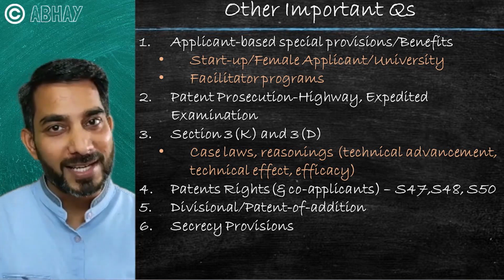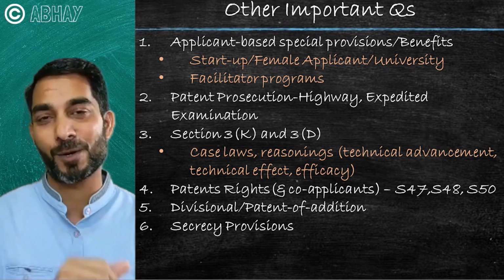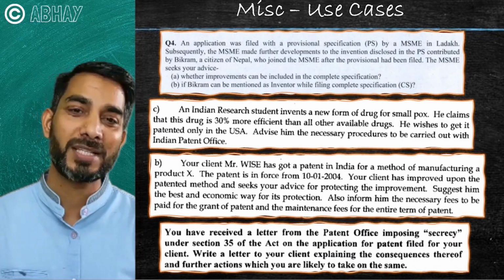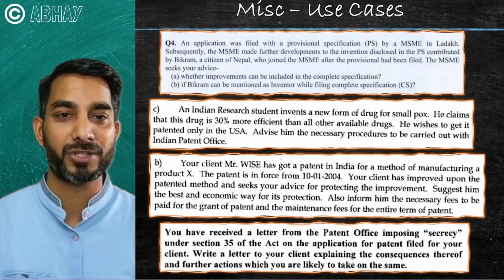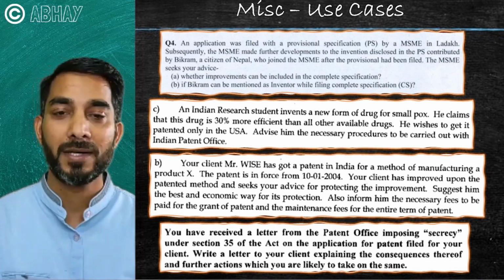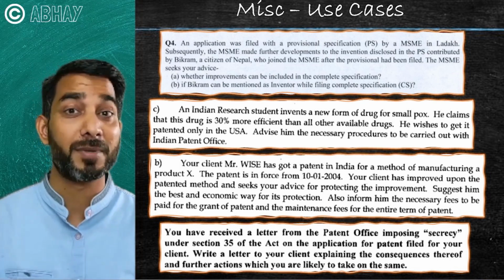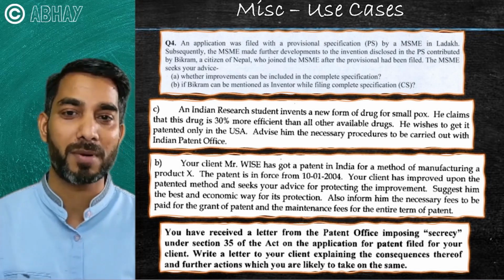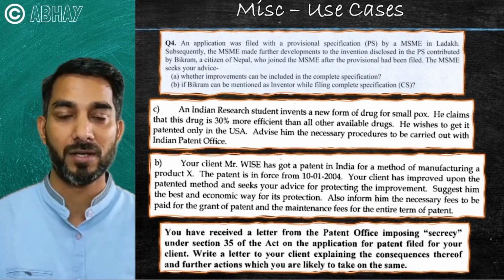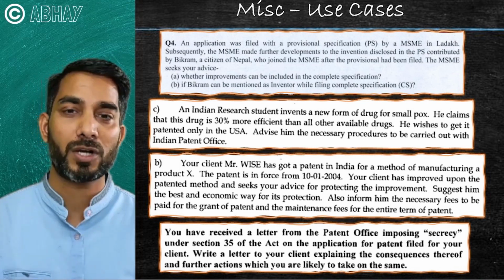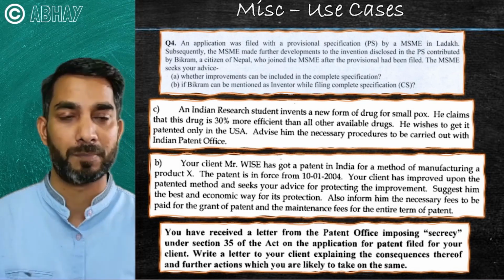Just to help you visualize, I have captured a few use cases around these also. Let's go over it. So the first one says an application was filed with a provisional specification by an MSME. It's a small entity in Ladakh. Subsequently, the MSME made further developments to the invention disclosed in the PS, contributed by Bikram, a citizen of Nepal, who joined the MSME after the provisional had been filed. The MSME seeks your advice whether improvements can be included in the complete specification.